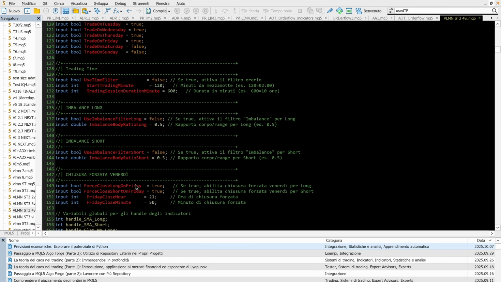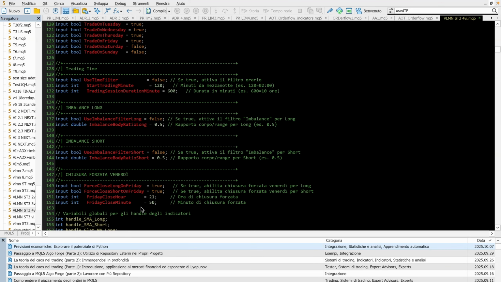And then we have force close on Friday because we don't want to get slippage. This is the start of the logics, let's say. We have also imbalance filter and, yeah, trading time. I'm not using this, and also I'm not using the weekly filter, only on Saturday and Sunday, but of course gold is not trading on those days.